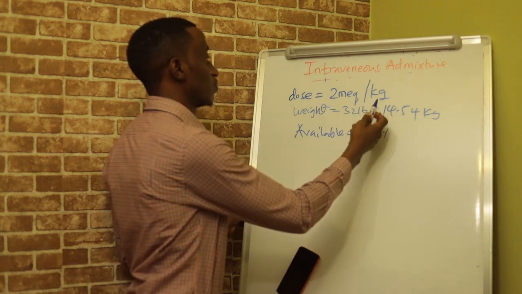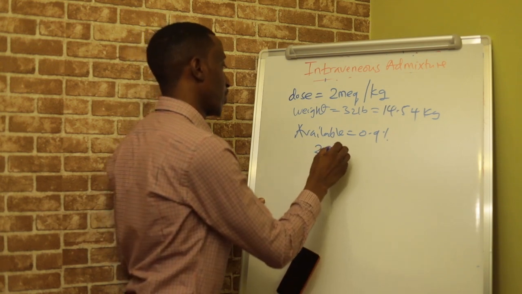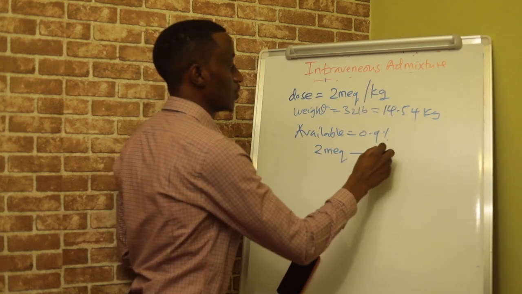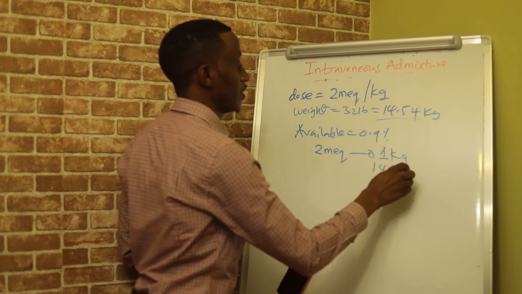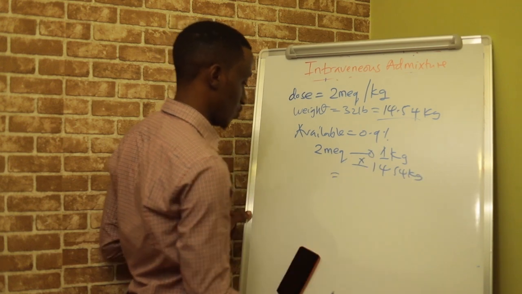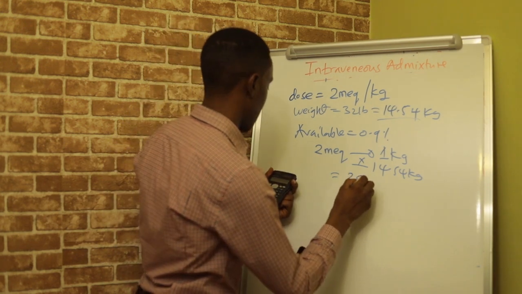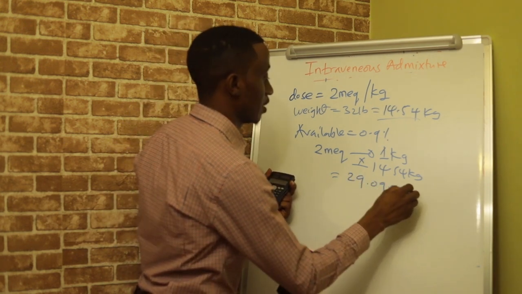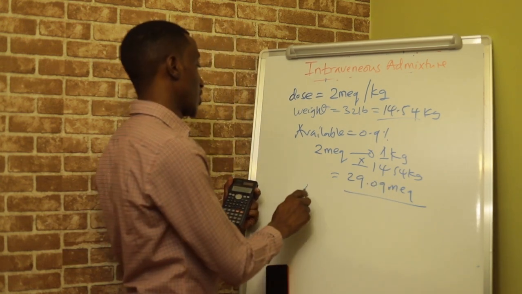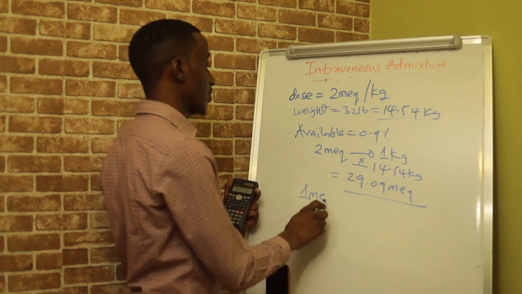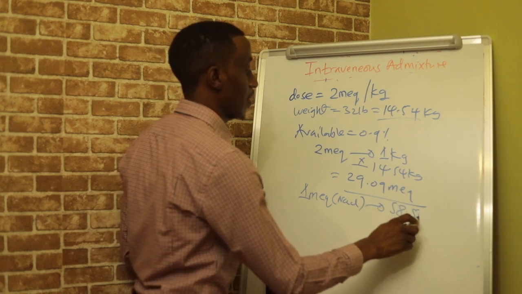So first we need to know the total milliequivalents which is consumed by this patient. So 2 milliequivalents were to be consumed by a 1 kg person, but this person has got 14.54 kilograms. So how much milliequivalent should be taken by this patient? This is times 2, you get 29.09 milliequivalents. So these are the total milliequivalents to be consumed by this patient. So convert these into grams. Remember, this is sodium chloride. 1 milliequivalent of sodium chloride is provided by 58.5 milligrams.